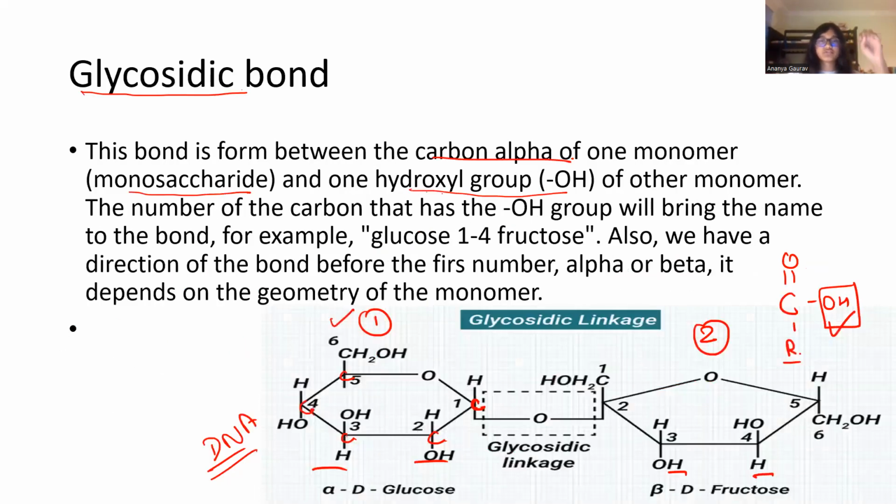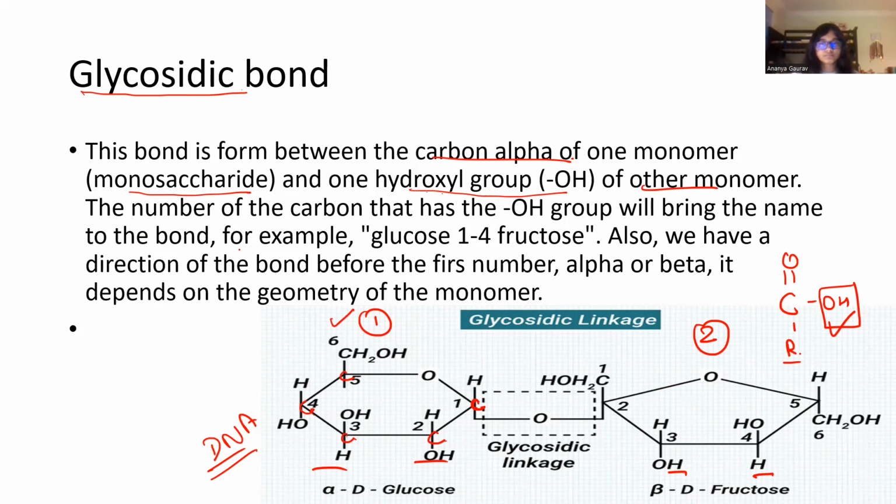So there are two chains, and there is a bond formed between the carbon alpha of one monosaccharide and one hydroxyl group of another monomer. The number of the carbon that has the OH group will bring the name of the bond.